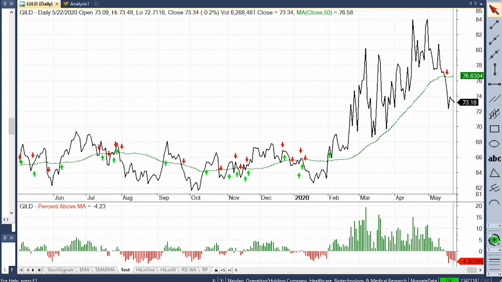This is Gilead, and you can see here that it's just one big whipsaw from May 2019 until January. The green arrows are crosses above, the red arrows are crosses below. In the indicator window, you can see the red bars are when the close is below the 50-day SMA, and the green bars when the close is above the 50-day SMA.